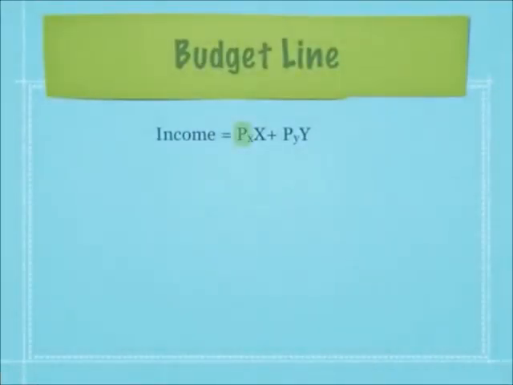The price of X times the quantity of X plus the price of Y times the quantity of Y. M, we use M instead of I. So we have income is equal to price of X times the quantity of X plus the price of Y times the quantity of Y. And now we're going to solve for Y.